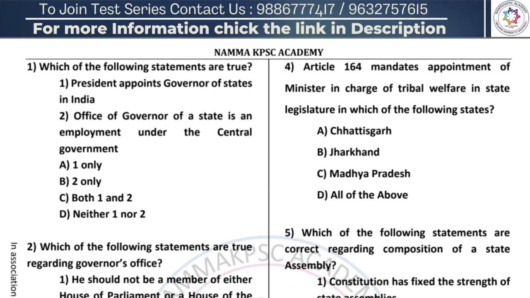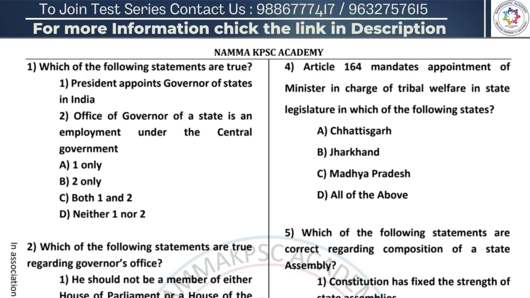So the first question here is, which of the following statements are true? Statement 1, the president appoints the governor of states in India. Statement 2, office of governor of a state is an employment under the central government. Option A is 1 only, option B is 2 only, option C is both 1 and 2, and option D is neither 1 nor 2.